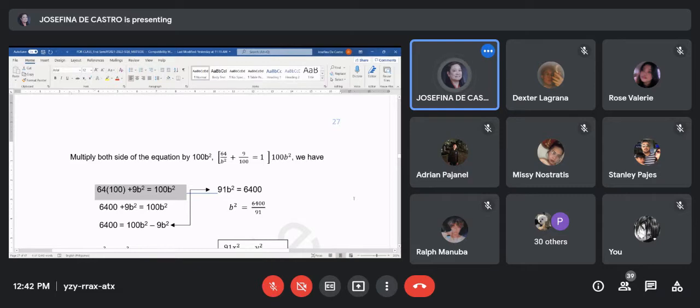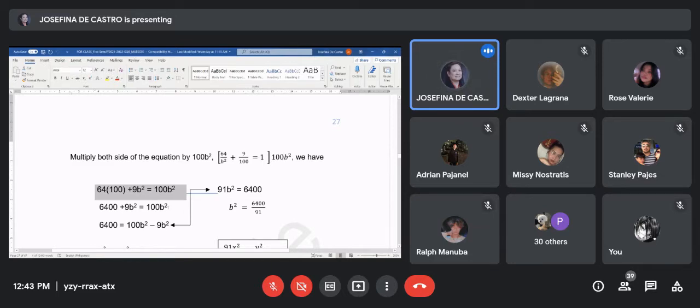So, yun ang gagawin nyo sa lesson 11. Okay? Or, isa pang way dito, kapag ang LCD is the product of the denominator, i-cross-multiply mo na lang yan. Cross-multiply, ganun din yun nangyari dito, is equal to 1 times the LCD. Huwag mong kalilimutan si 1 na i-multiply ng LCD, ng product ng denominator. Kaya 100b squared. Okay? So we have now 6,400 plus 9b squared is equal to 100b squared.